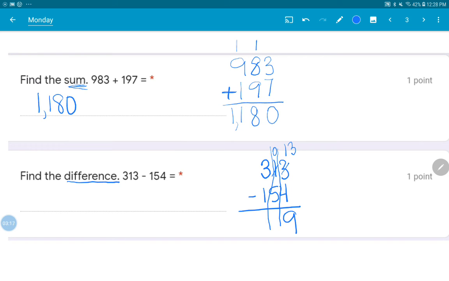Okay. And I can't do 0 minus 5, so I had to go to the 3 and made it a 2. And then added a 1 and it was 10. And 10 minus 5 equals 5. And then 2 minus 1 equals 1. Very good. So your answer is 159. Questions about that so far? Everybody good?